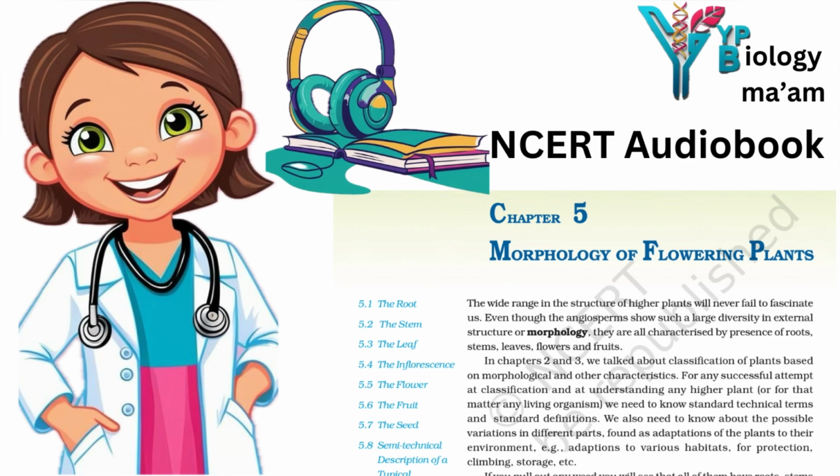In a pinnately compound leaf, a number of leaflets are present on a common axis, the rachis, which represents the midrib of the leaf, as in neem. In palmately compound leaves, the leaflets are attached at a common point, that is, at the tip of the petiole, as in silk cotton. 5.3.3 Phyllotaxy. Phyllotaxy is the pattern of arrangement of leaves on the stem or branch. This is usually of three types: alternate, opposite and whorled.